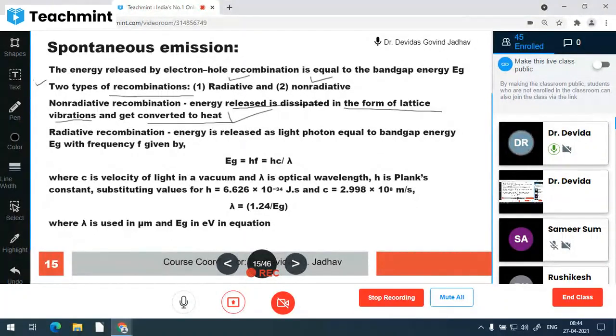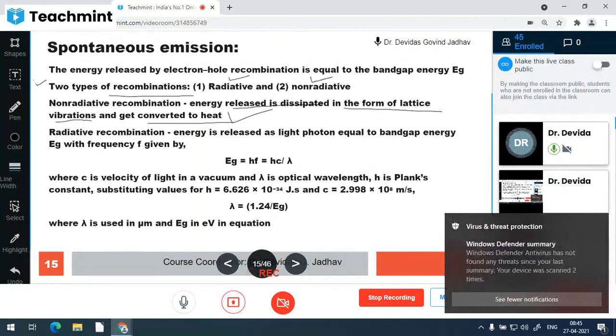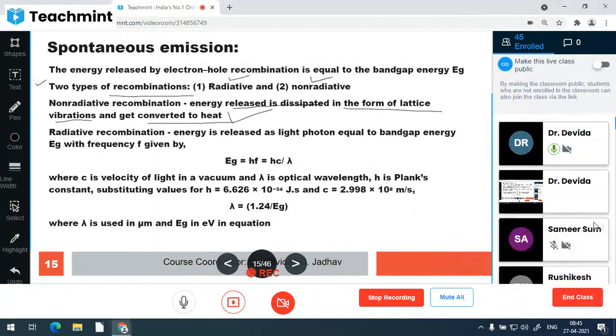So what we call efficiency, isn't it? Whatever amount of charged particles we are providing, out of those, suppose 85% of recombinations are giving photons, and 15% are not giving photons. So the efficiency of conversion of electrical to optical is 85%. Okay, that we'll see afterwards.